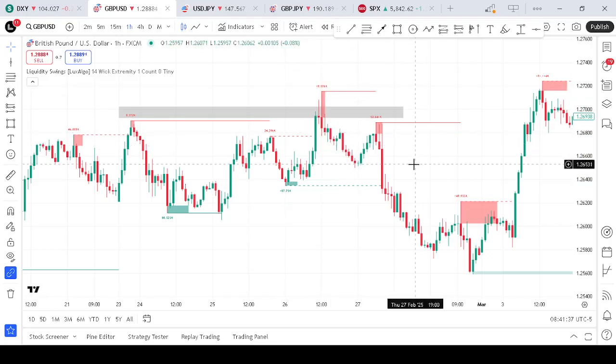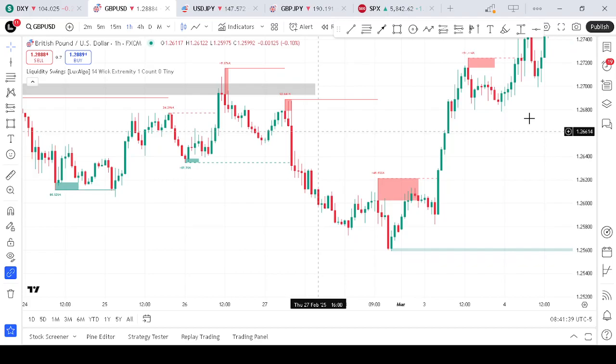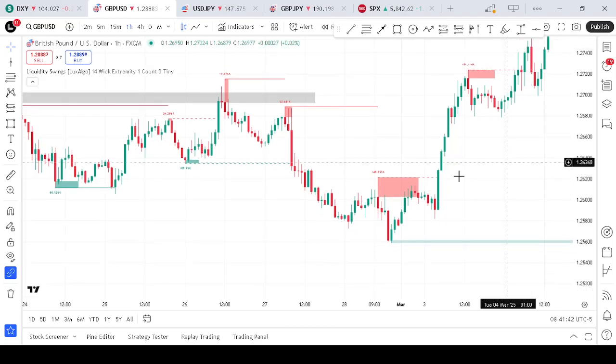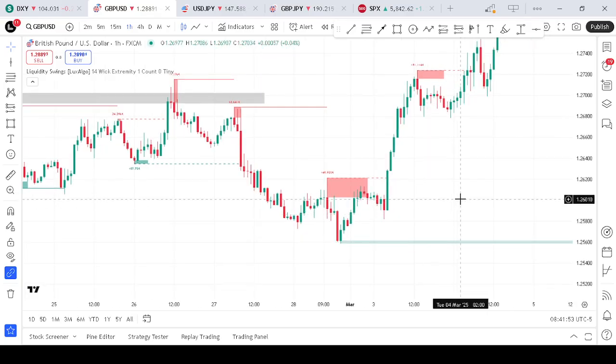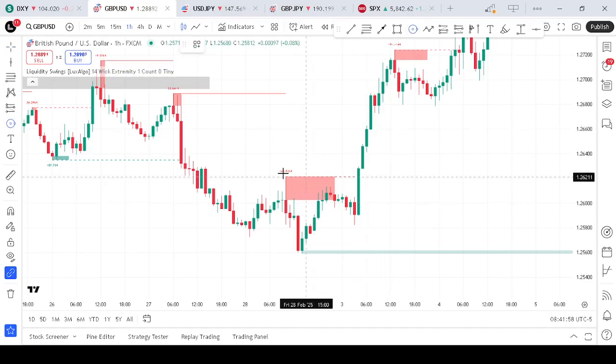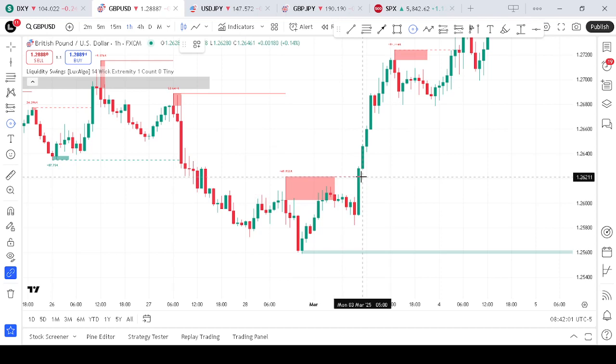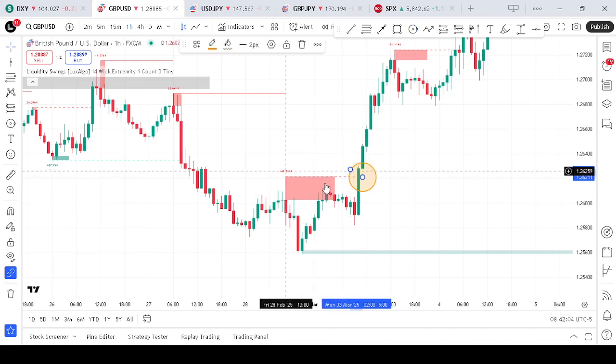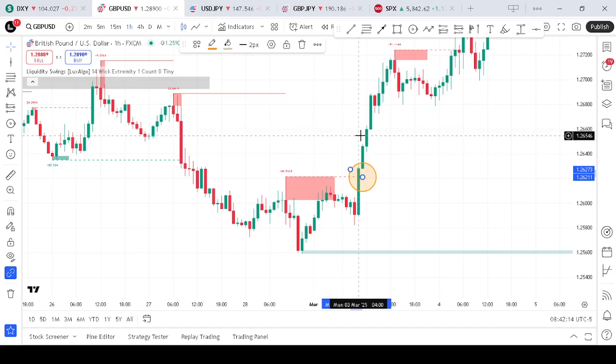So another way we can implement this strategy is the breakout trade. We have to look for areas where price will break out from. If price approaches a liquidity zone with strong momentum and breaks through it decisively, this could signal a breakout. As you can see from this area, price broke out from this particular liquidity area that was marked by the indicator. These are the marked out zones. So price broke out from this liquidity area with strong momentum.